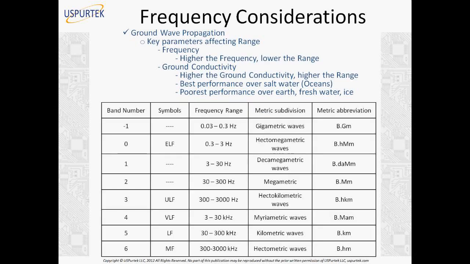Now, what are the key parameters which are affecting ground wave propagation range? First is the frequency. Higher the frequency, lower the range. This is a very general fact about any frequency actually, not only ground wave but other waves too. Higher the frequency, lower the range. Ground conductivity: higher the ground conductivity, higher the range. That is why if you are transmitting less than 3 megahertz over the surface of ocean or salt water, you will have best performance. And that is one reason why maritime services use this frequency band, because they perform very well over the surface of water. The ships talking to other ships can use this frequency band with excellent success.